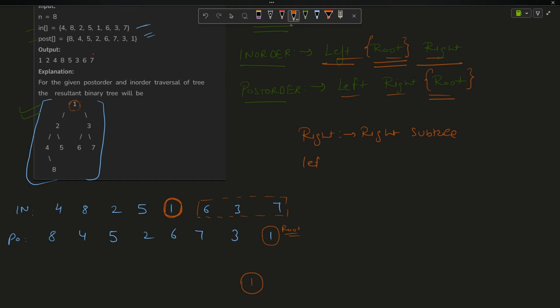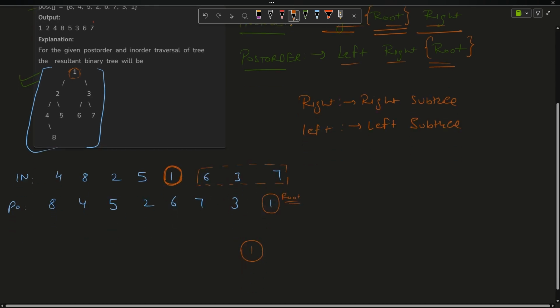and on the left side, left subtree. Does anyone have any problem understanding that? I guess there is no problem.